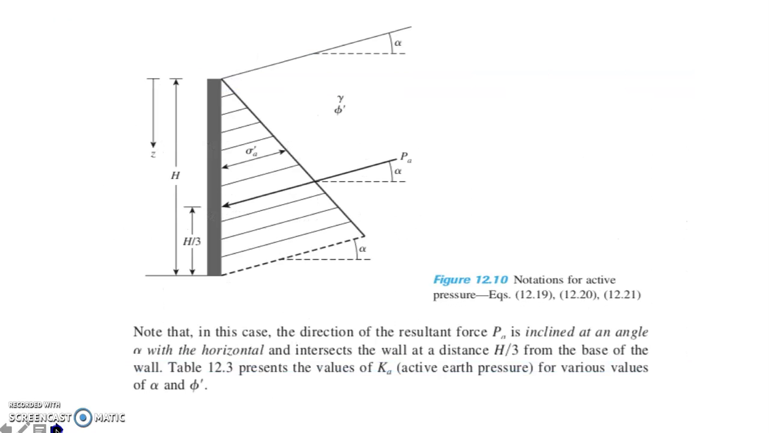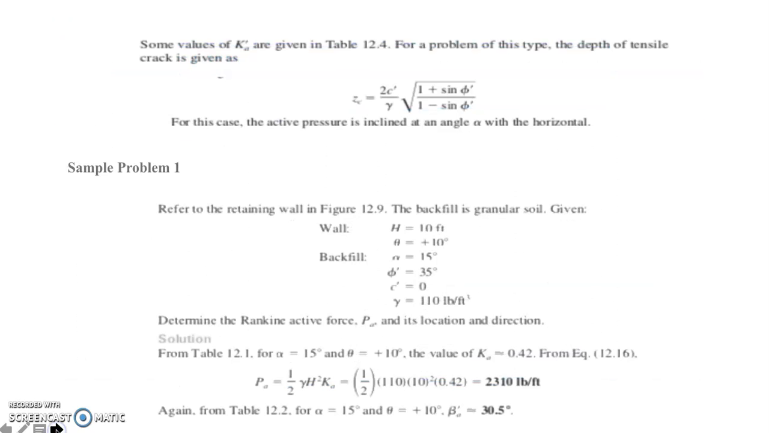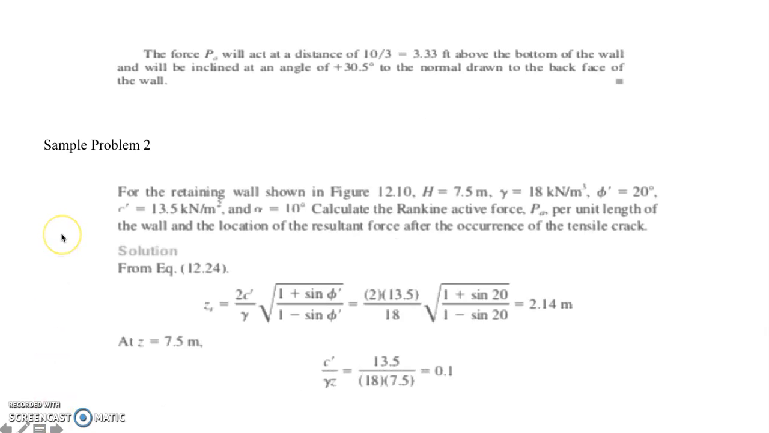So let's have here our second example. For the retaining wall shown in figure 12.10, H is 7.5 meters, gamma is 18 kilonewton per cubic meter, phi prime is 20 degrees, C prime is 13.5 kilonewton per square meter, and alpha is 10 degrees. We're going to compute the Rankine active force, P A, per unit length of the wall, and the location of the resultant force after the occurrence of the tensile crack.